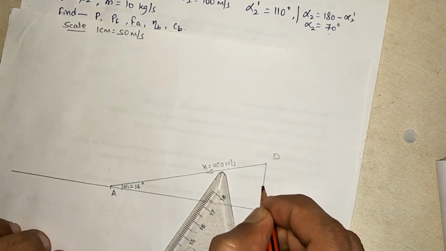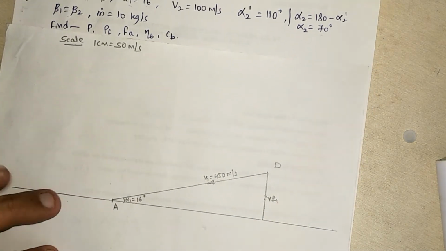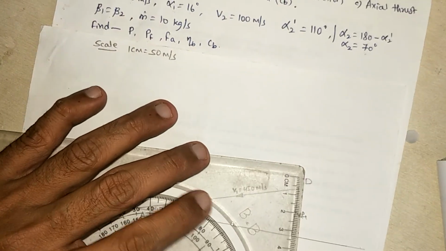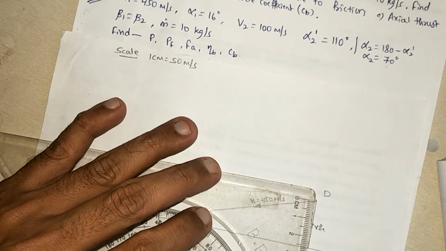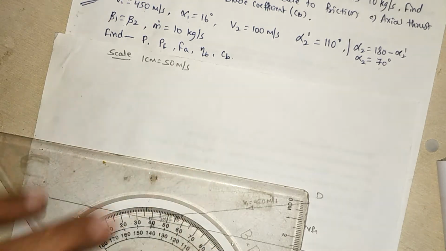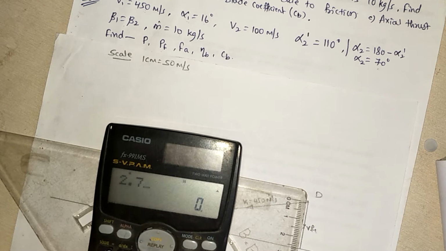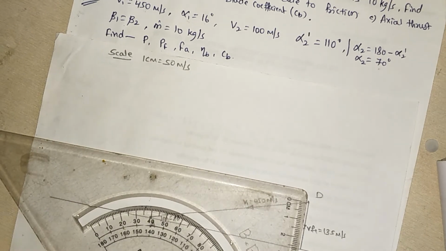So this is vf1. What is the length of vf1? We are getting vf1 as around 27 mm, or 2.7 cm. So 2.7 into 50, that is the magnitude, equal to 135 meters per second.